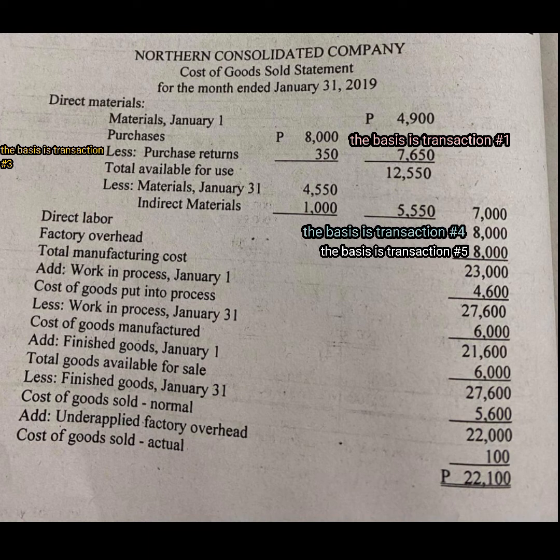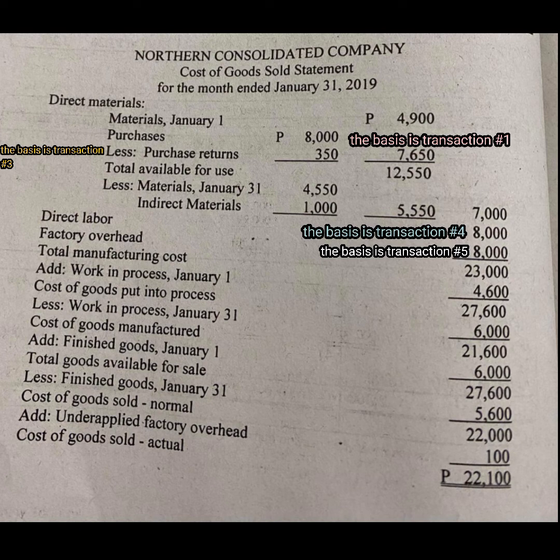Next, we have the direct labor. So, direct labor amounted to 8,000 pesos, and the factory overhead is 8,000 pesos. So 7,000 plus 8,000 plus 8,000, we have 23,000 pesos, and that is the total manufacturing cost.